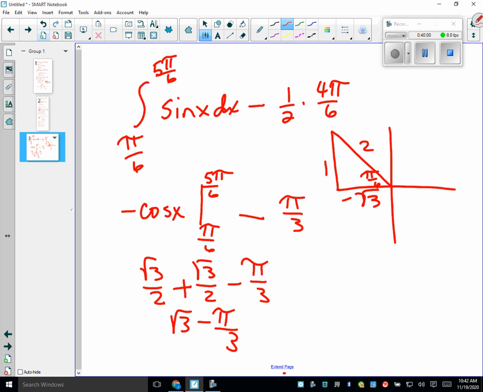Does that make sense to you? See, now that you explain it to me, yes, it does. The quadrant thing, I still don't remember. Never.